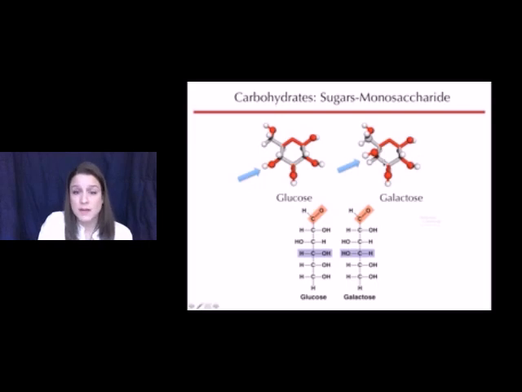And these make them different enough that they are recognized only by particular enzymes to be worked on. They only trigger certain responses in cells, and they only build certain molecules.